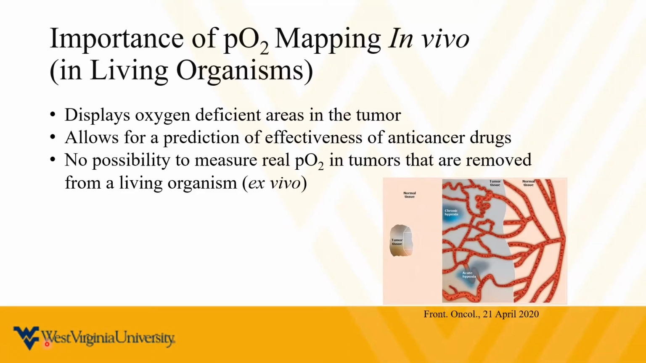The use of oxygen mapping will allow for prediction to be made on the effectiveness of anti-cancer drugs before the start of a treatment, since it will reveal any hypoxic areas. It's also not possible to measure real PO2 in a removed tumor, which is ex vivo, since it's no longer in its true natural environment, which is inside of a living organism.